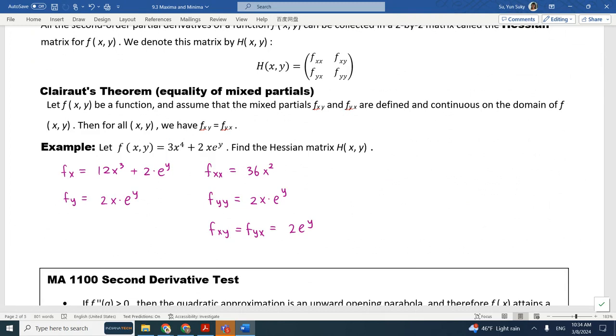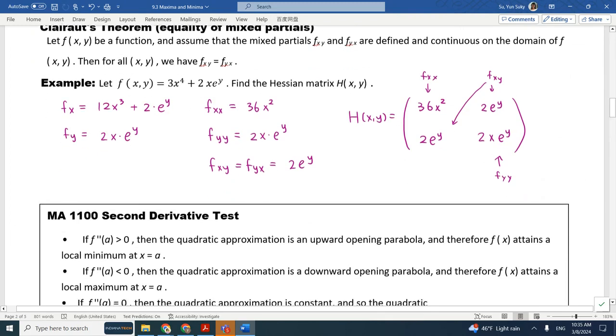All right. Hessian matrix now. How do you put them? You put fxx here, so 36x squared. And you put the fyy there, which is 2x e to the y, right? And then you put fxy and fyx, they're the same thing, which is 2e to the y. And this is 2e to the y. Is that okay, everybody?